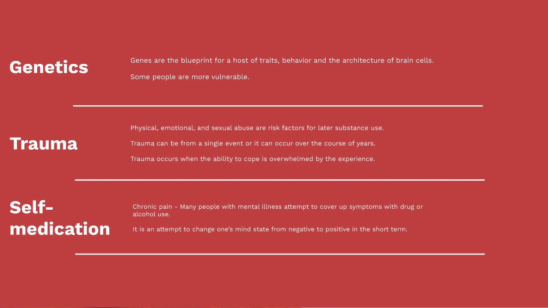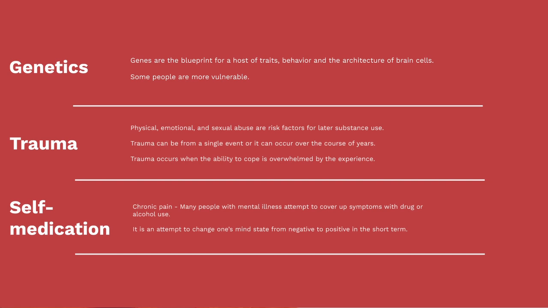So you've got three factors that can go into play here. One is genetics, two is trauma, and three is self-medication. When we're talking about genetics, we're talking about our genes as a blueprint for how our traits, our behaviors, how our brains are put together. And that, like we kind of talked about before, can make someone more or less vulnerable to these situations.